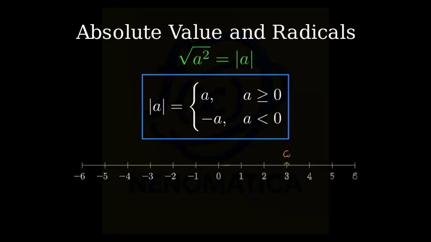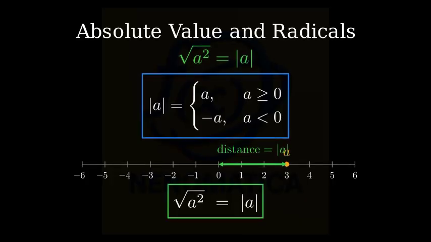Let's visualize distance. Here's a number line. I will place a point at a. The distance from 0 to a is the absolute value of a. When a is positive, that distance equals a. When it is negative, the distance still points to the right, but its length is the opposite of a.